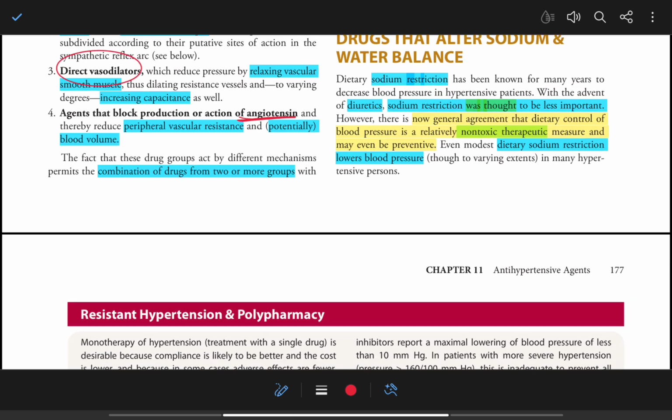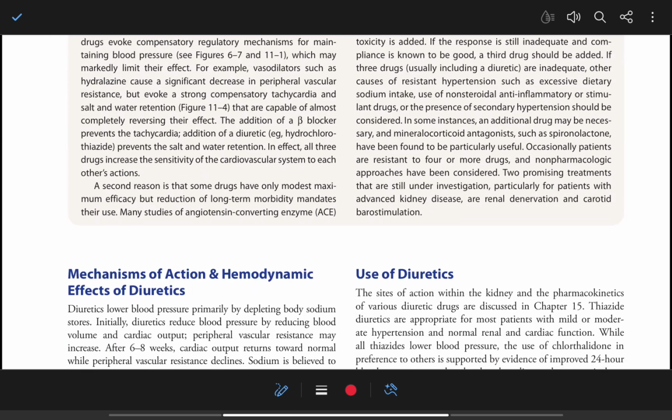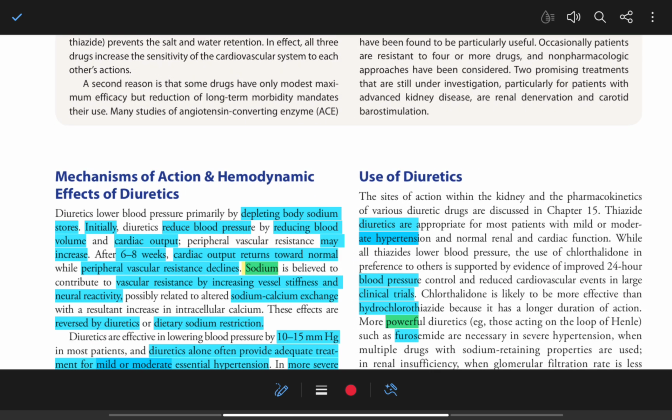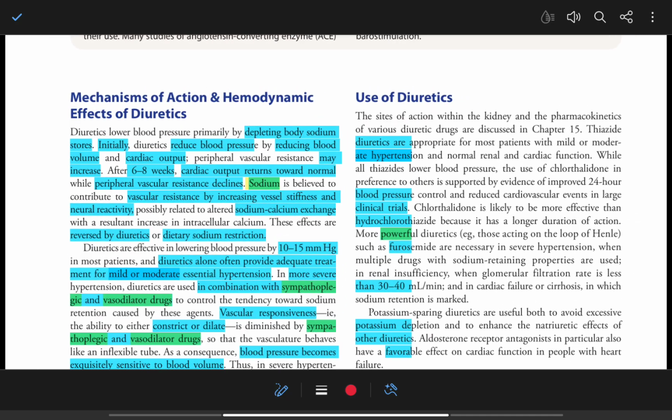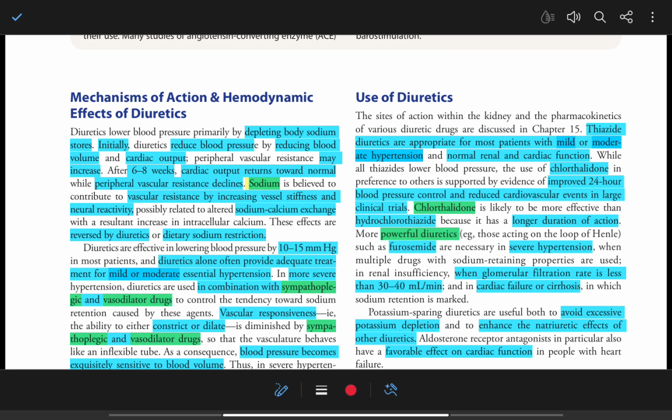So that is one aspect for you to take note of. All right. Then the next thing I will talk about is the mechanism of action of diuretics and how they affect your blood hemodynamics. What is the mechanism of action of diuretics?